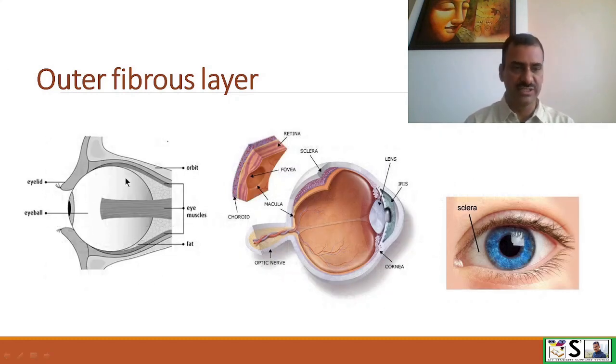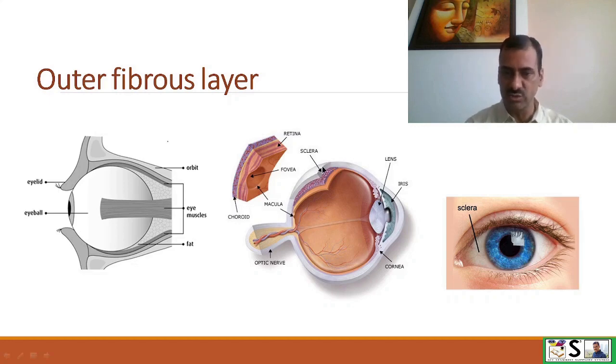Here we can see this is the eyeball which is in the orbital cavity supported by fatty tissue, and this outermost layer is sclera to which the extraocular muscles are attached which help to move the eyeball like this, left, right, up, down, in this way. Then first we have studied the sclera.